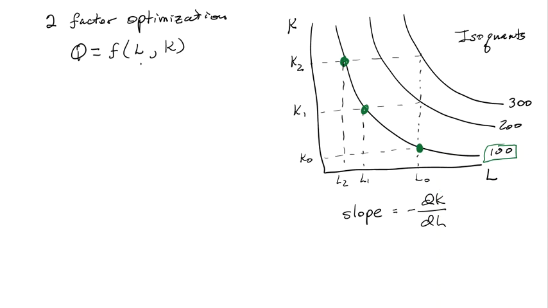So the output is a function of labor, and capital is now variable, as I said. So we're going to maintain that the marginal rate of technical substitution is a negative number, the change in K over the change in L. A change in K, that's on the vertical axis, change in L is on the horizontal, so that is a slope. And if you look at the isoquants, they all have negative slopes. And the marginal rate of technical substitution would be very high at K2 and L2, and it would be very low at K0 and L0.